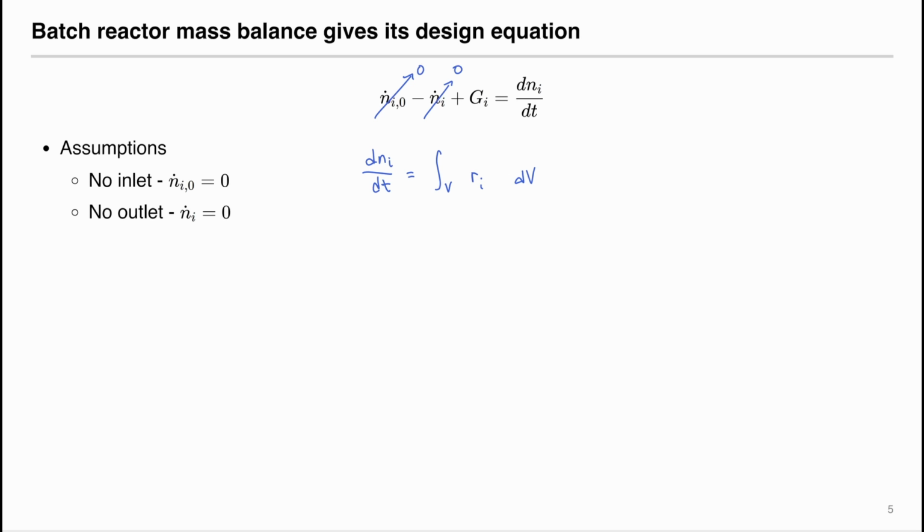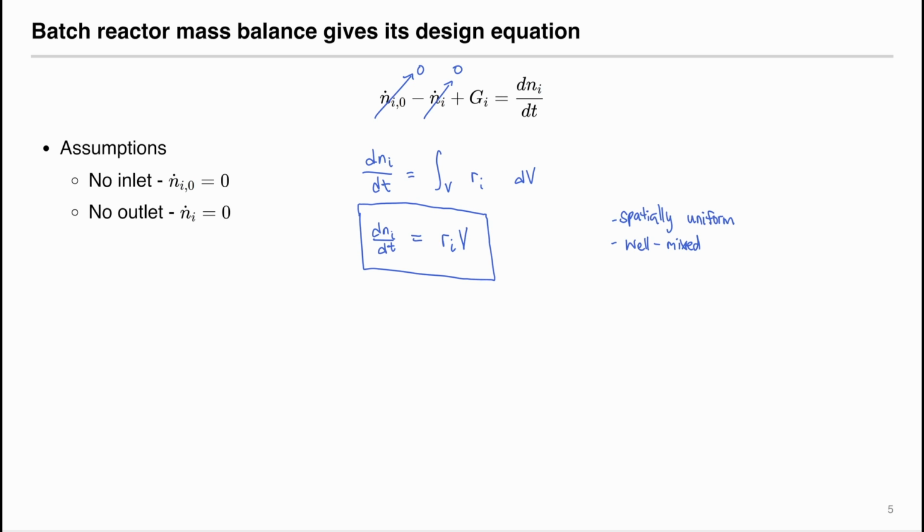If we assume that the reactor is spatially uniform, and to achieve spatially uniform reactor, we should assume that it is well mixed. Then we can take out the rate term because it is independent of the volume. So the term will become the rate multiplied by volume. And this equation is the design equation for a well-mixed batch reactor.